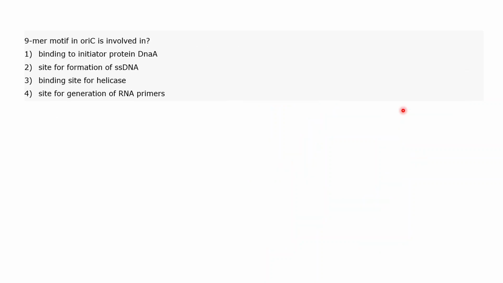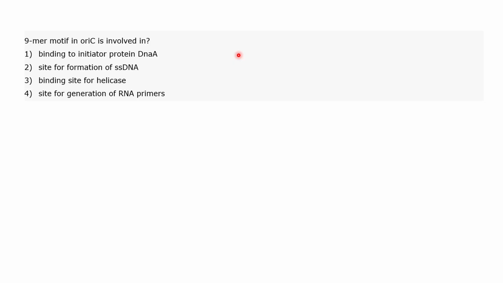Coming to the next question: the nonamer motif in the origin of replication complex, that is ORC, is involved in which of these functions? Binding to the initiator protein DNA A, site for the formation of single stranded DNA, binding site for the helicase, or site for the generation of RNA primer. Which might be the answer?